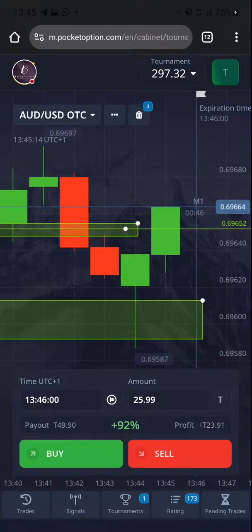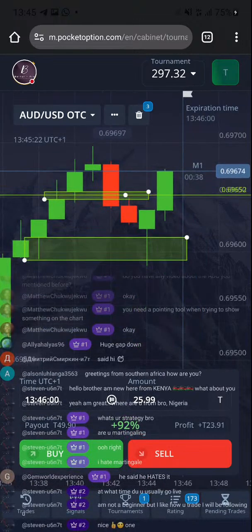But you see this gap down now jumped on a round number, 0.69620. You can see it. That is an indication that the buyers are most likely to enter.